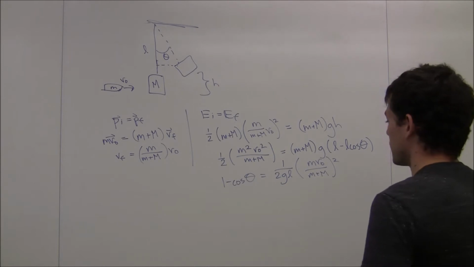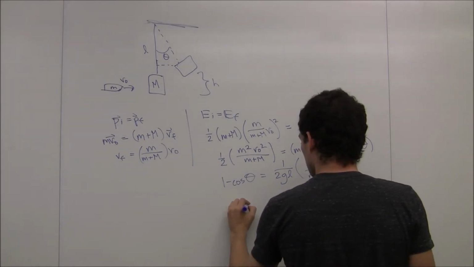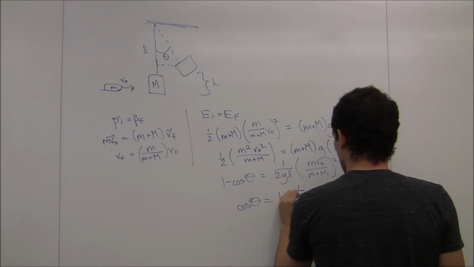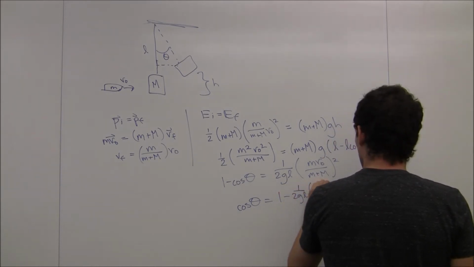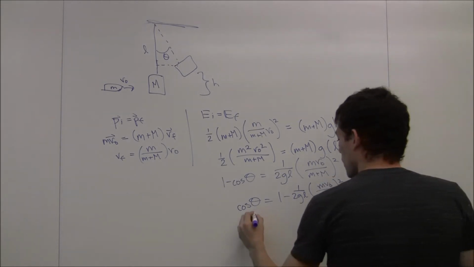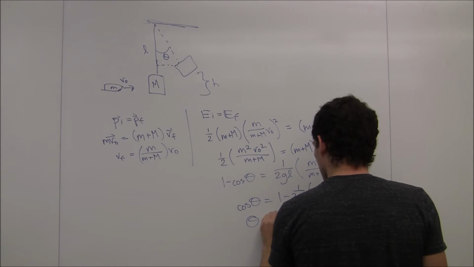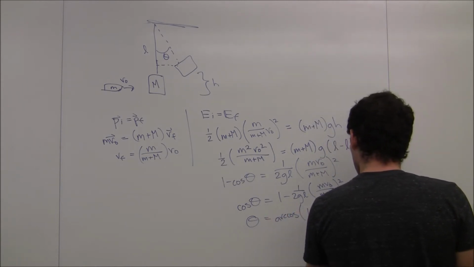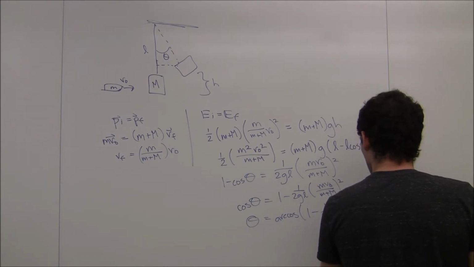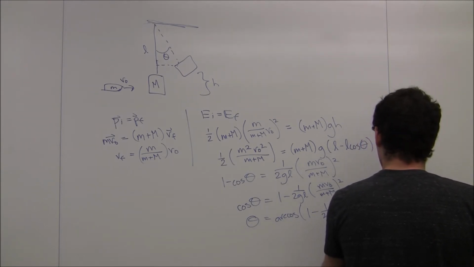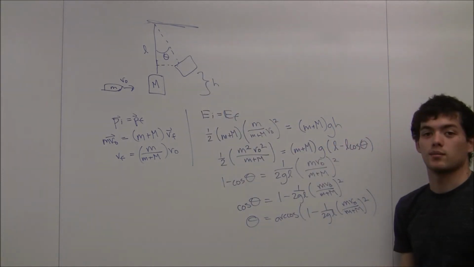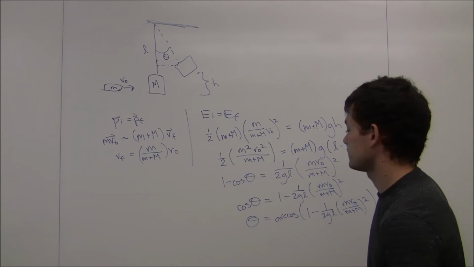So now we can move this around. We get cosine theta is equal to 1 minus this term right here, 1 over 2gL times (m v0 over (m plus big M)) squared. And so now all we have to do is find theta is equal to the arc cosine of 1 minus 1 over 2gL times (m v0 over (little m plus big M)) squared. And so that gives us the final angle theta that the block-bullet system swings up to.